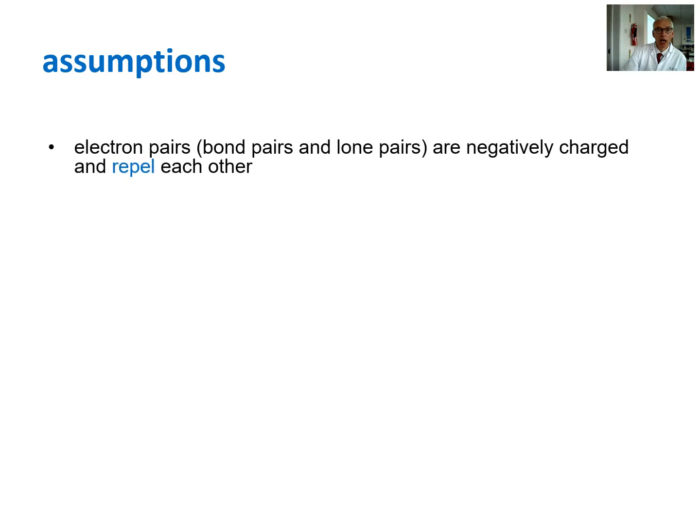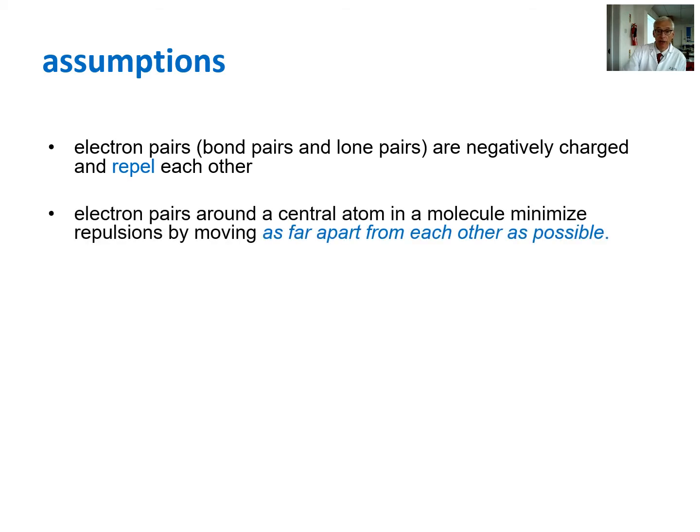So the assumptions that we're going to start with, from which all our conclusions are drawn, are that electron pairs, that is bond pairs and lone pairs, because they're negatively charged, will repel each other, and they will repel each other to get as far apart from each other as possible, hence minimizing repulsions.